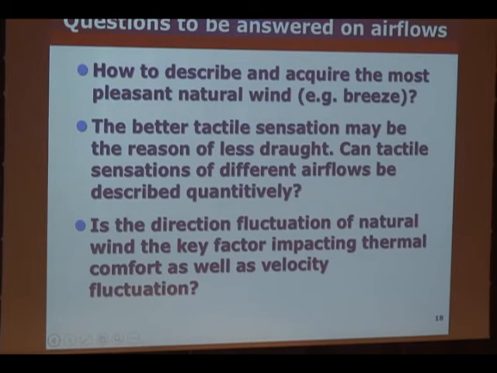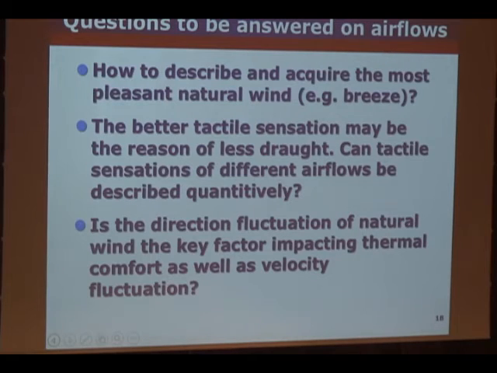And about the airflow, we still have quite a lot of questions to be answered. For example, how to describe and acquire the most pleasant natural wind, for example, a breeze. How to describe a breeze? And the better tactile sensation may be the reason for less draft. People feel natural wind is softer. And can the tactile sensation of different airflow be described quantitatively?